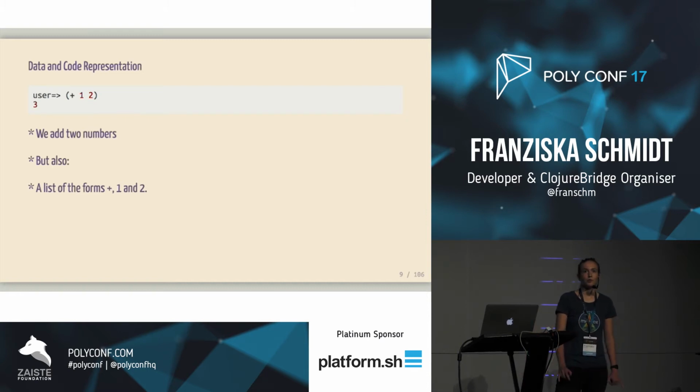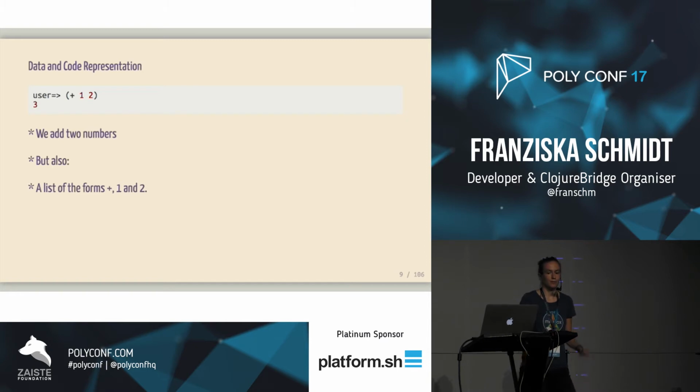But you can also choose to look at this form as a piece of data, where actually this is a list in Clojure with 3 elements, the first element being a plus, and then the 1 and 2.